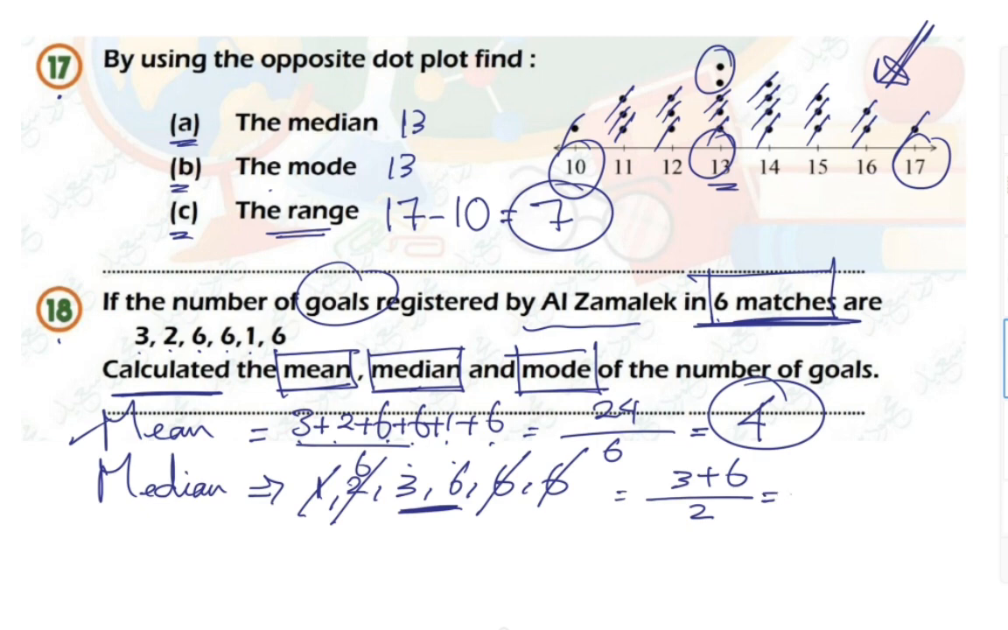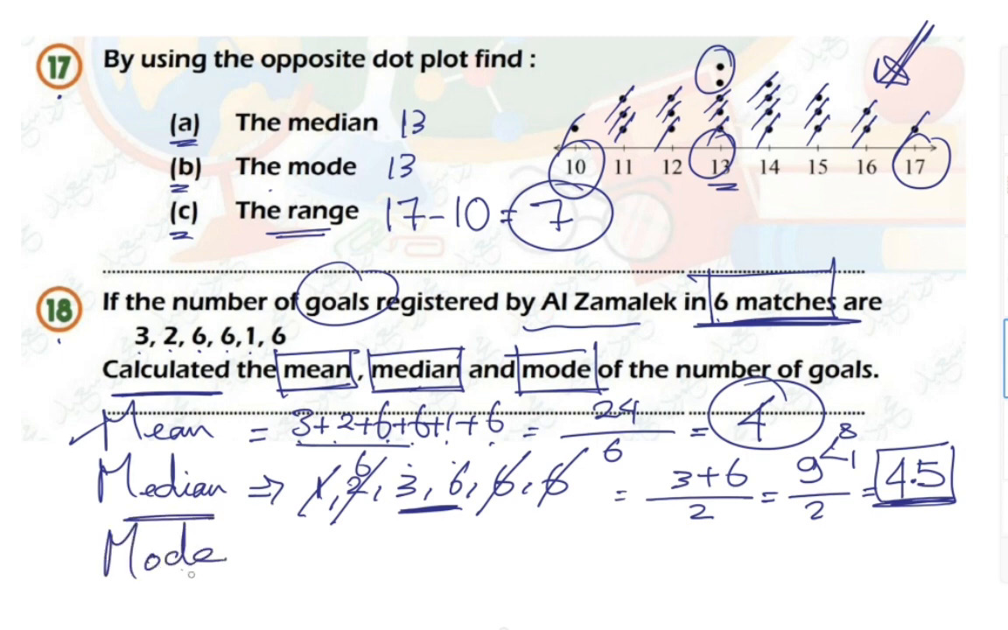That equals 3 plus 6 equals 9 over 2. The half of 9 equals what? 9 is odd, but I can make it as 8 and 1. Now 8 divided by 2 equals 4. 1 divided by 2 is a half. So 4 and a half or 4.5. So 4.5 is the value of the median. Last point, the mode. The most repeated value. Of course, it's 6. So the mode is 6.